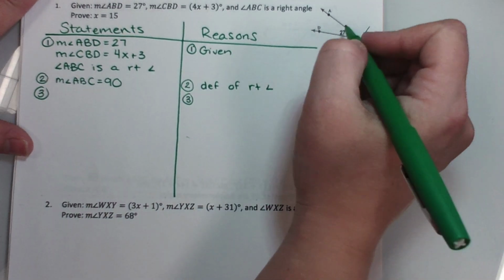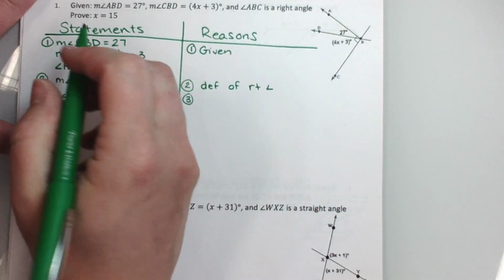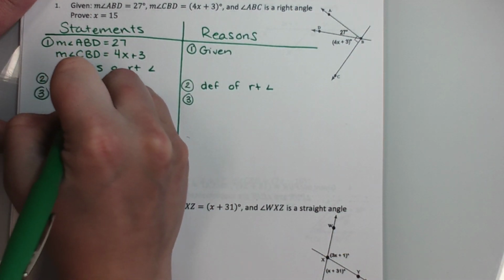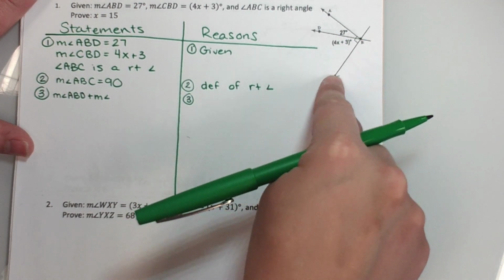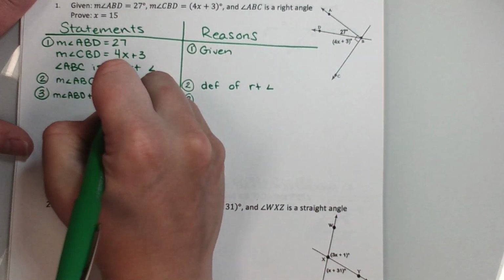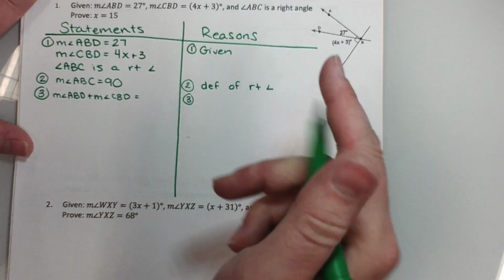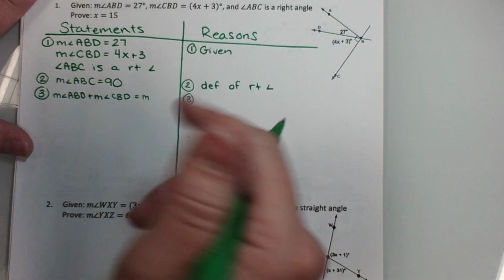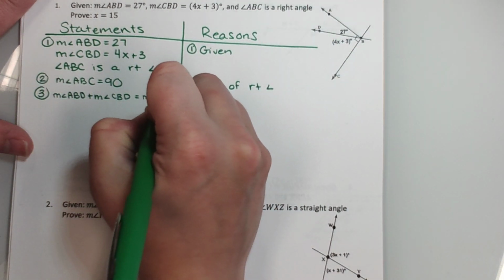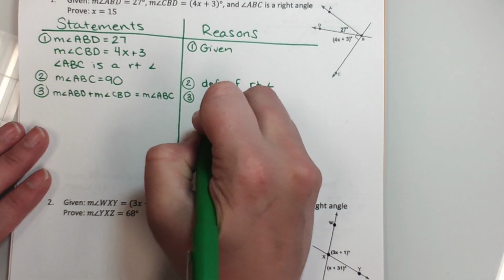So, I could say measure of angle ABD, this little one, plus measure of angle CBD, the big one, CBA. Or I notice early in my proof I have ABC, so I'm going to do ABC. That was angle addition postulate.